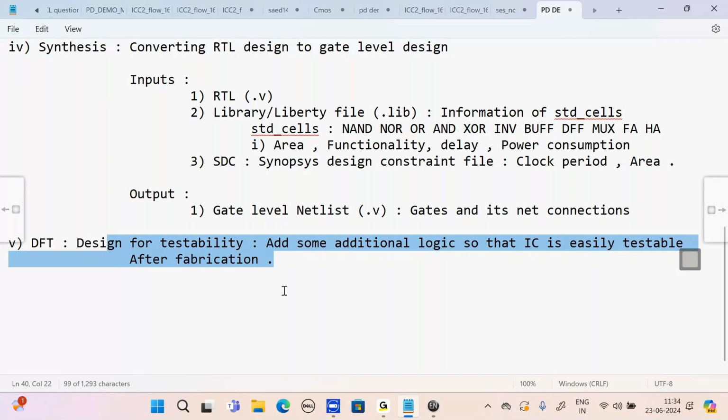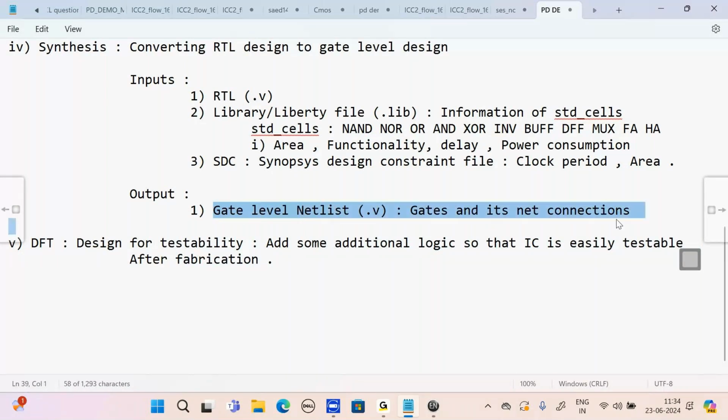So where will we add these cells? We'll add the cells in what? Netlist. DFT team is going to work in the software itself. They are not going to work in the hardware. So they will add the cells in the gate level netlist itself without affecting the functionality. See, you don't ask me how they will add the cells. That is separate. I told you that is a separate course.